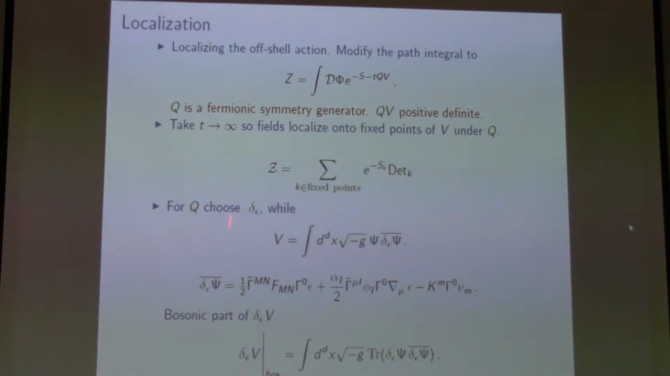So for Q, we're going to choose delta epsilon, our supersymmetry transformation. And for our V, we're going to assume that it's psi times the bar of D acting on psi, where I'm defining this bar D psi as basically this term here. So this is basically D psi, with a gamma naught stuck inside there. And for this extra term, in the other case, for just D psi, I had a plus sign, so I'm actually going to change it. You can't really tell here, but that's in red to indicate that I've changed the sign. That's what I mean by D psi bar.